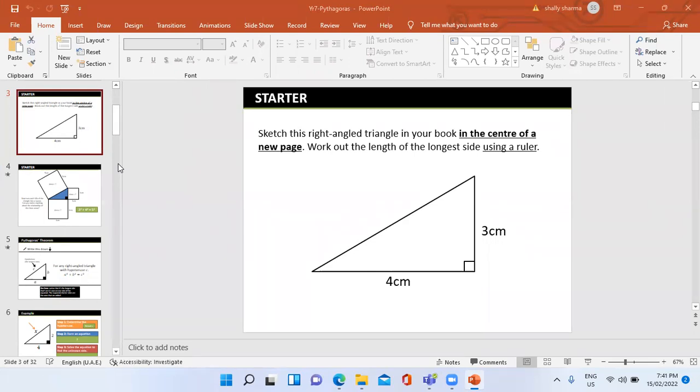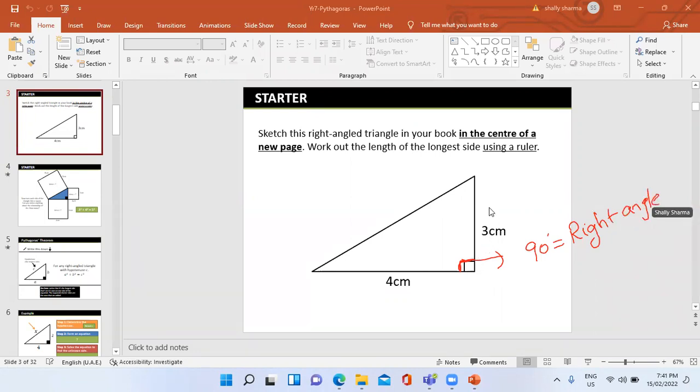Okay, so here as a starter, we have to construct one triangle. This, what kind of triangle it is? It is a right angle triangle. And how do we come to know that it is a right angled triangle? From this square symbol, which is shown over here, this is an angle 90 degree, which we call a right angle as well.